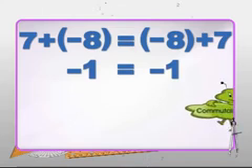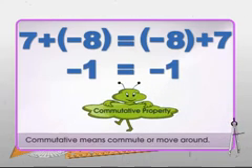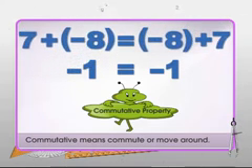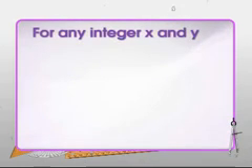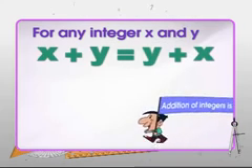This is called the commutative property. The name itself describes the property, as the word commutative means commute or move around. So we can say that in general, for any two integers x and y, x plus y is equal to y plus x.